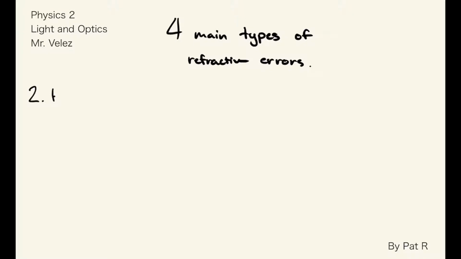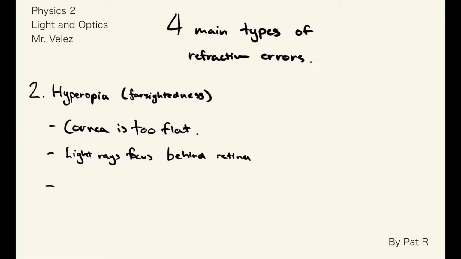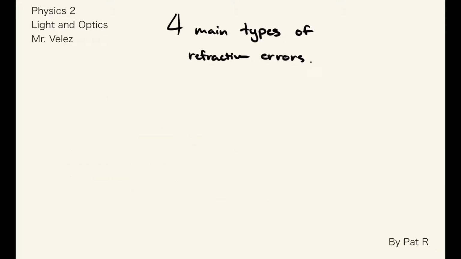The second type of error is called hyperopia, or farsightedness. This occurs when the cornea is too flat and light rays focus behind the retina. This causes both close and distant objects to appear blurry. The third type of error is called astigmatism.